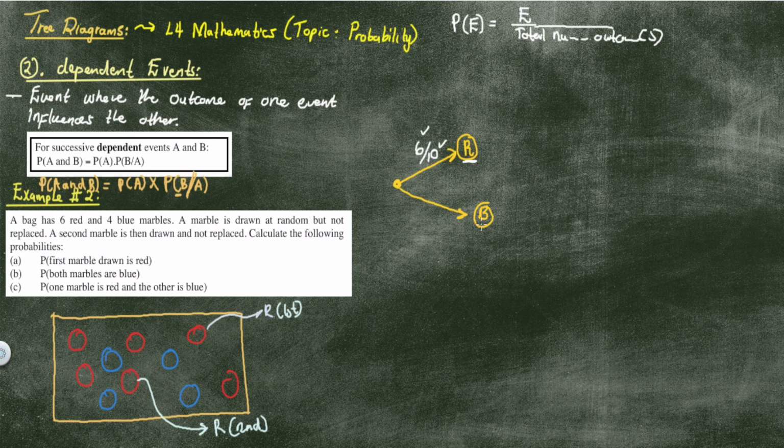Now for B, what is the probability of taking out a blue? It's 4 of 10. Yes, 4 of 10, correct.